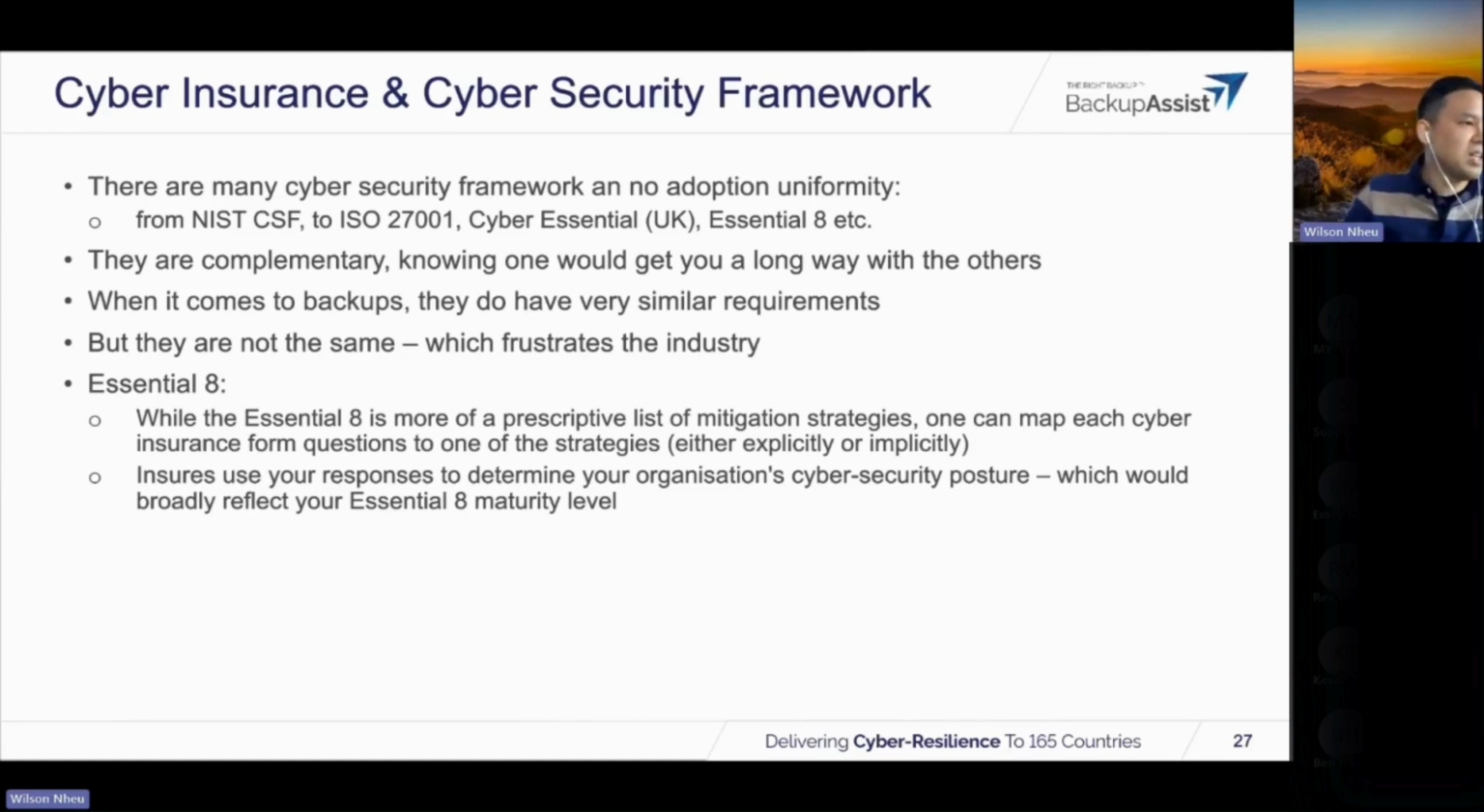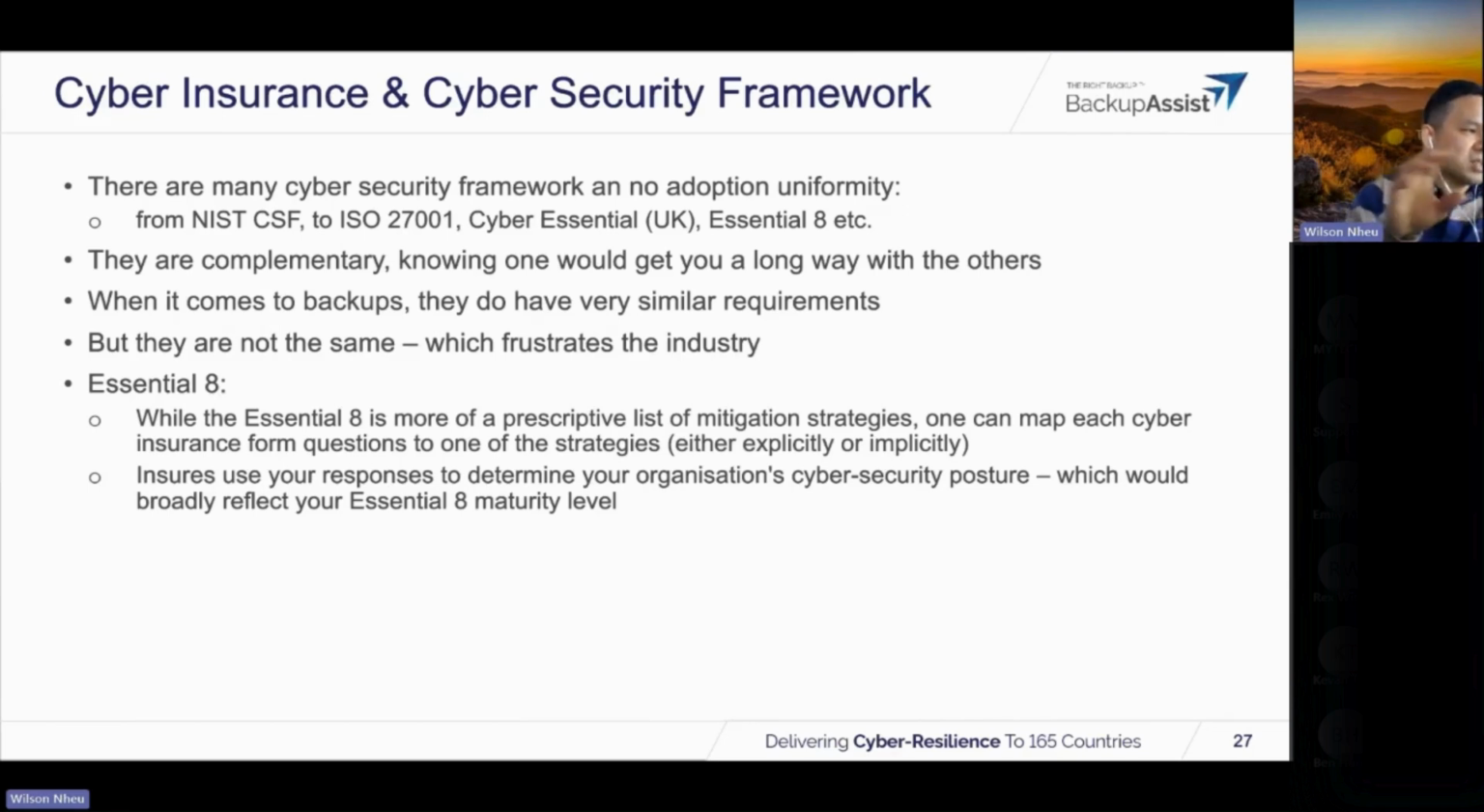We actually have some others, the ISM as well, another Australian framework. So there are many, right? The important thing to note, though, is that they are complementary. So knowing one will get you a long way with the others. And specifically when it comes to backups, they are very similar, right? The requirements are very similar. But they are not exactly the same, which is why I mentioned before there are issues in the cyber insurance industry which frustrate the insurers.